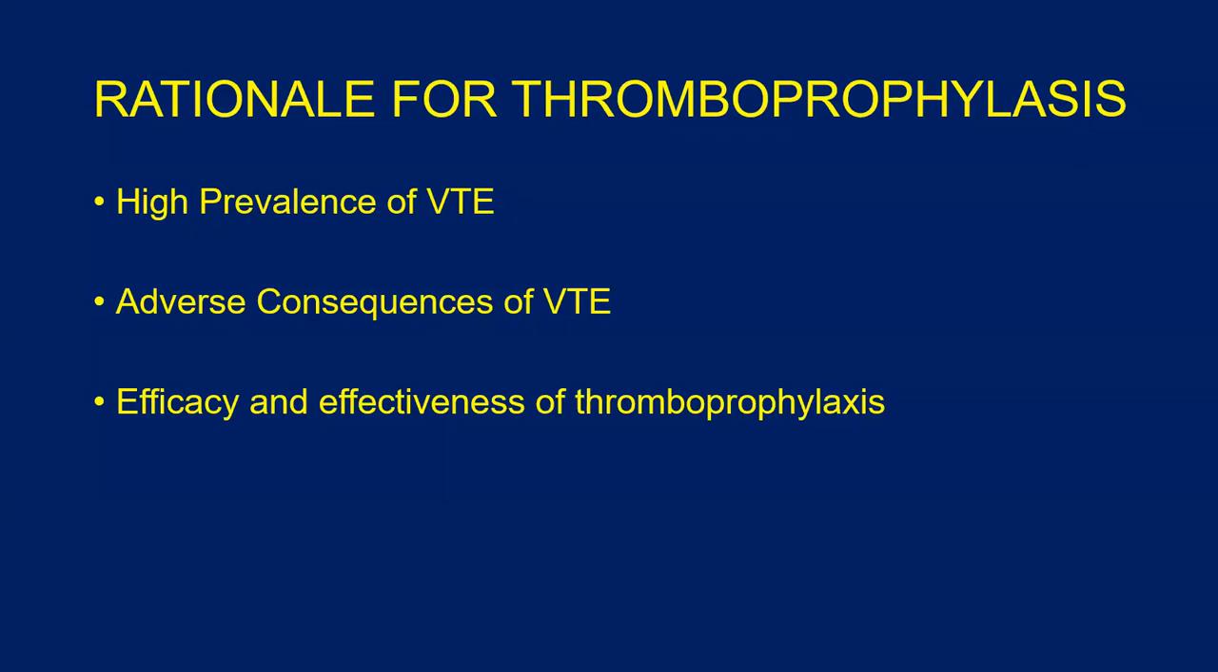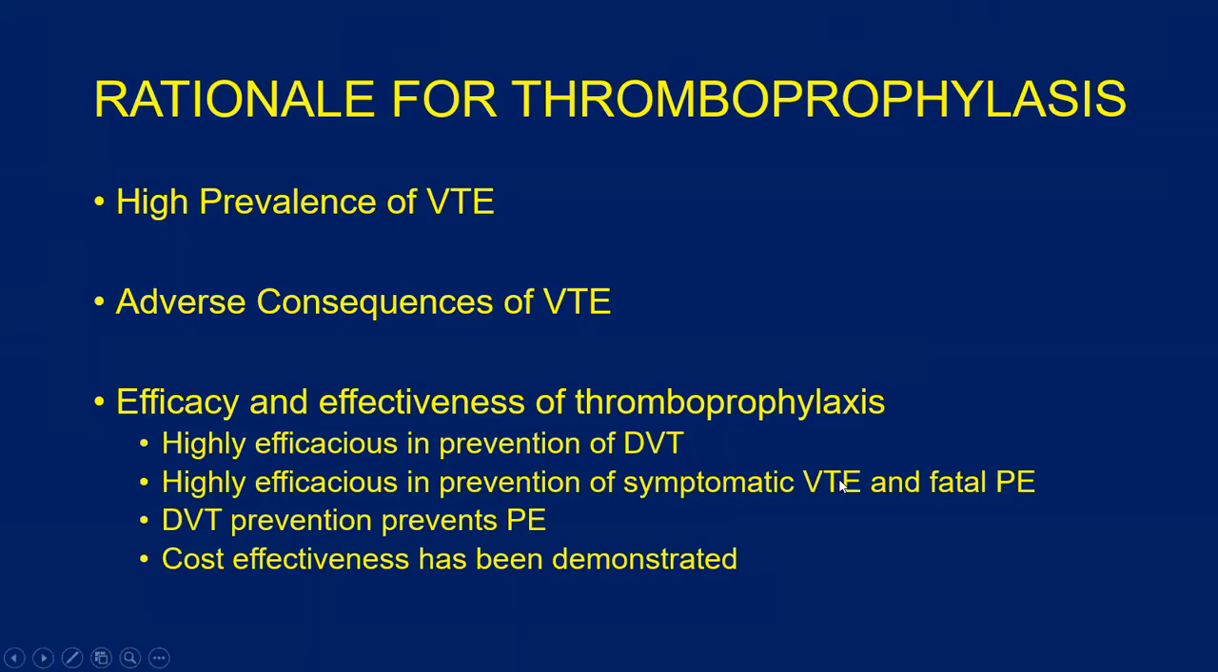Now, what is the rationale for thromboprophylaxis? The rationale is always because of the high prevalence of venous thromboembolism, because of the adverse consequences of venous thromboembolism, and then the efficacy and effectiveness of thromboprophylaxis. Most hospital patients have one or more risk factors for VTE, and these risk factors are cumulative.